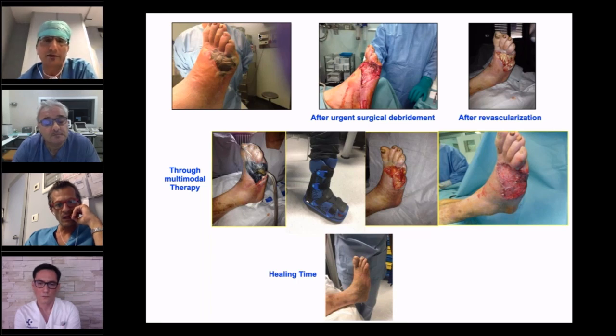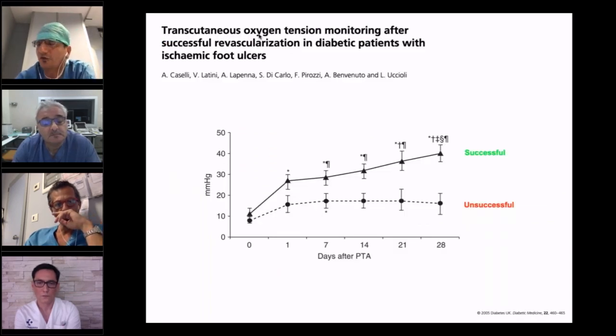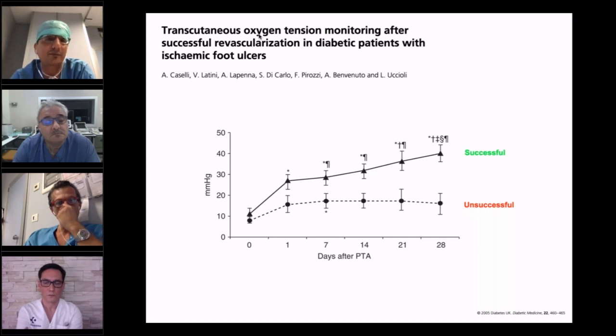And concerning the timing of this multimodal therapy, we had some data like this coming from the Luigi Cioli group from Tor Vergata University in Rome that show us how after a successful PTA, the level of TcPO2 significantly increases for 4 weeks. And so it is better for the surgeon to perform the multimodal therapy not before the 3rd week after the PTA, because here we have the maximum, the peak of the TcPO2 increase.